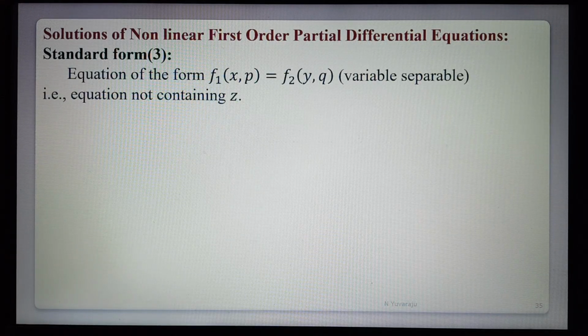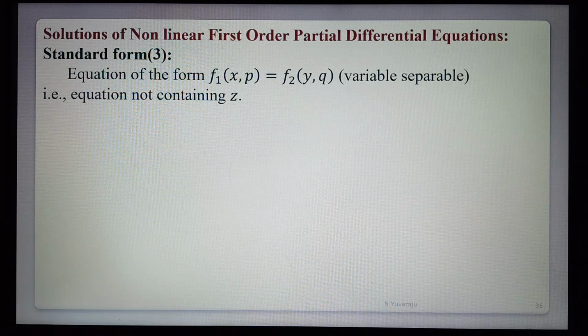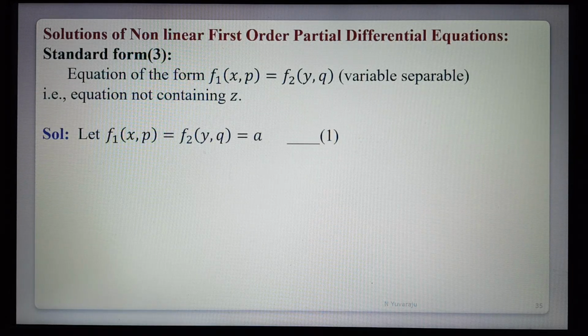f1 of x comma p is equal to f2 of y comma q, that is, variable separable. A function of x and p, and a function of y and q, that is separating: one side is a function of x and p and the second side is a function of y and q. The equation does not contain z, only x, p and y, q. This is called standard form 3.